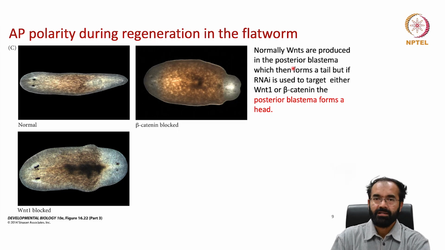Say I took a planaria and cut off its head. Like you can see here, it's a normal planaria. I cut off its head here, then a head has to form. I cut off the tail region here, the tail has to form. This is the normalcy. But say if I cut the tail, what happens to the rest of the body, the remaining portion? Wnts are produced in the posterior blastema, which then forms a tail bud that will eventually lead to the formation of the proper tail.